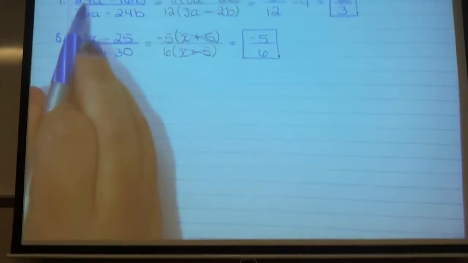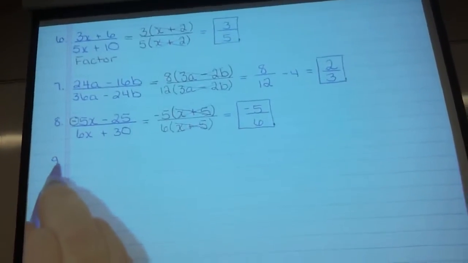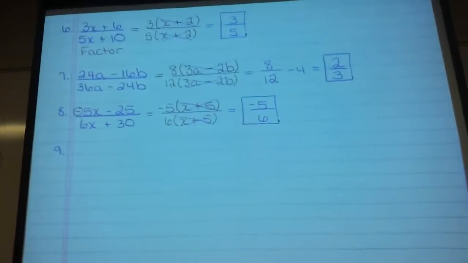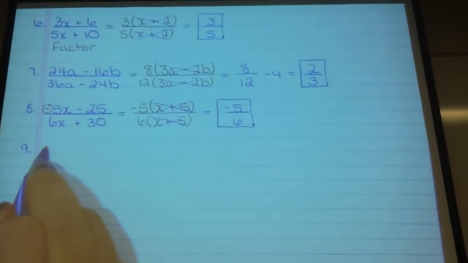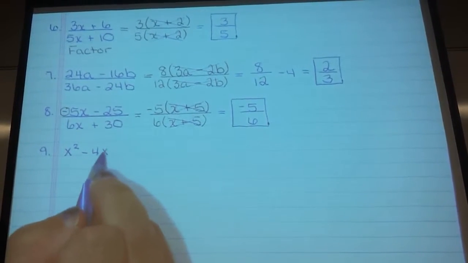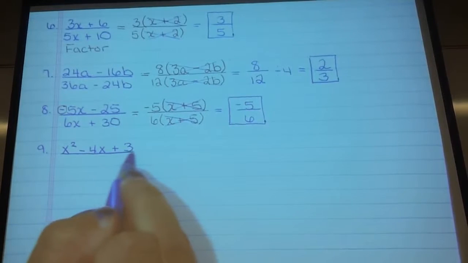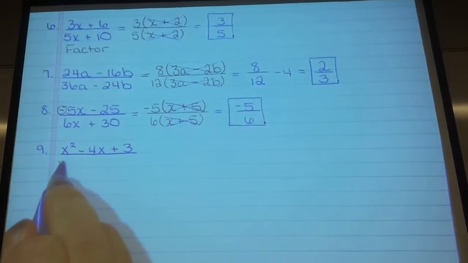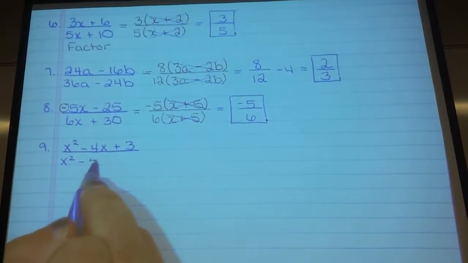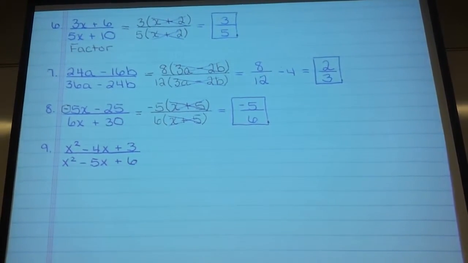Now, all of these three that we've done took out a GCF. Now, let's actually do a kind of simple factoring. X squared minus 4x plus 3, all over x squared minus 5x plus 6. This is where you've got to know how to factor.